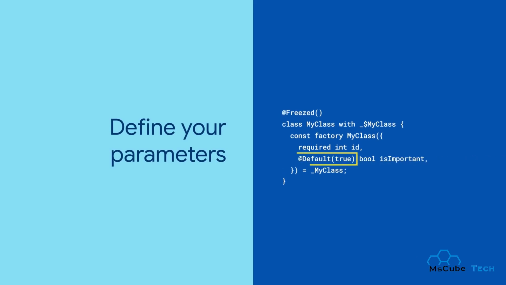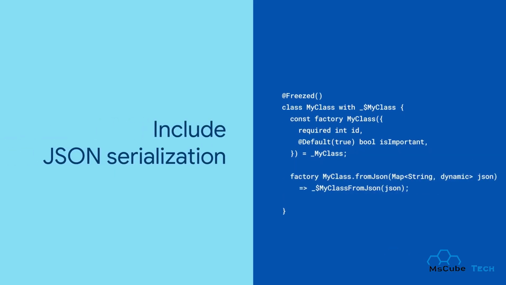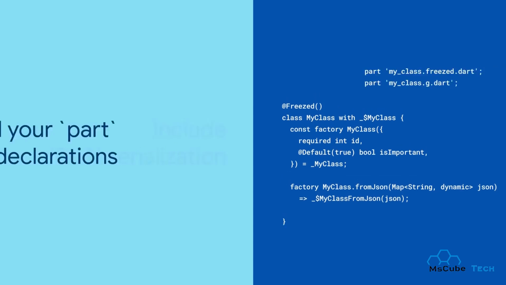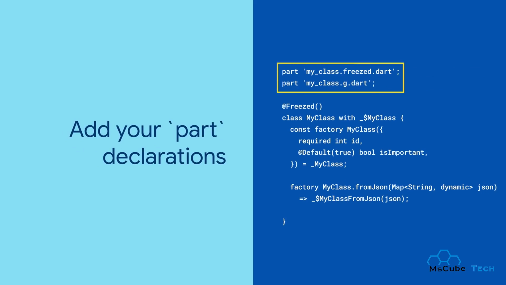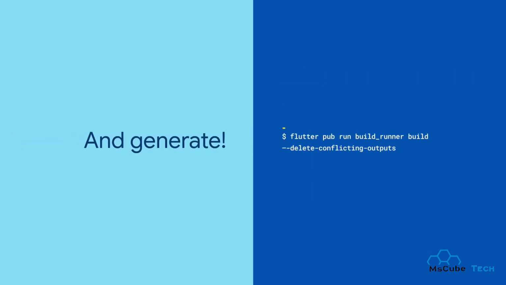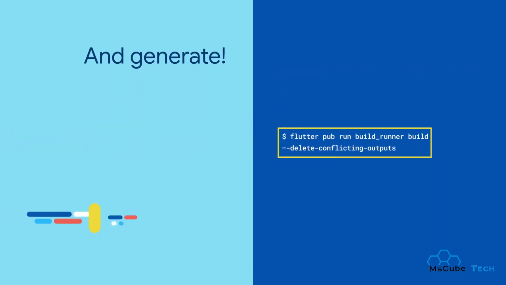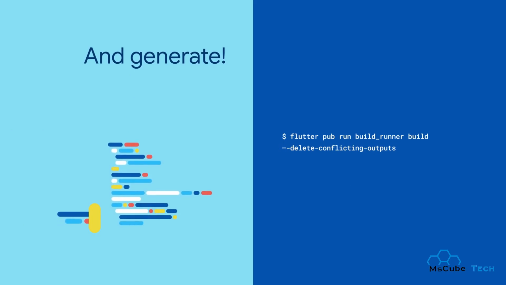Use the default decorator to assign default values. And once you've defined all your fields, tell Freezed that you want toJSON and fromJSON methods by adding a fromJSON constructor. Just like before, it points to a class that doesn't exist yet. Return to the top of your file and add these two part declarations, so Dart considers all three files one big happy file. And finally, run the magic BuildRunner command to actually generate all the missing pieces.